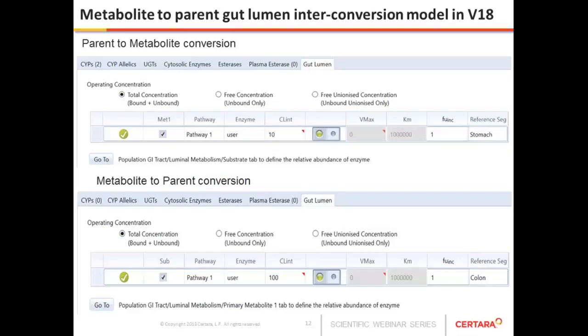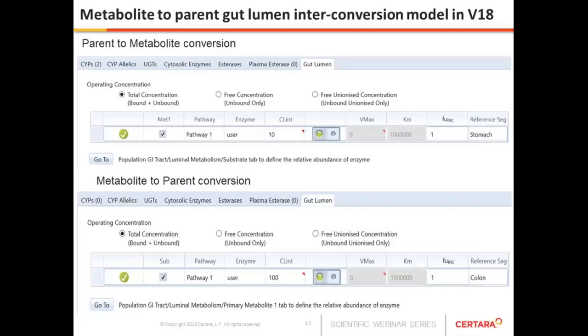And when you tick this button below MET1, that means that whatever the substrate is, it is converted to metabolite. If you don't activate it, that means it's just a simple loss or degradation. You can account for in vitro binding if you have it known in your experiment, or you can also select a different reference segment and scale it to the relative activity across the GI tract.